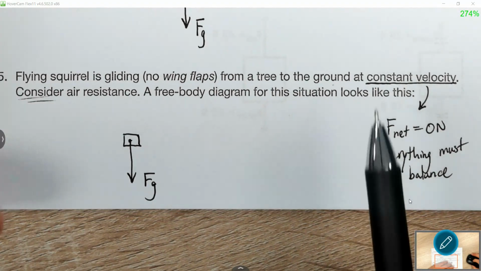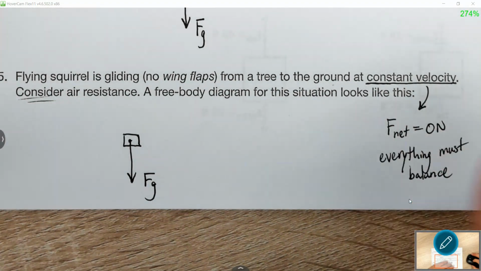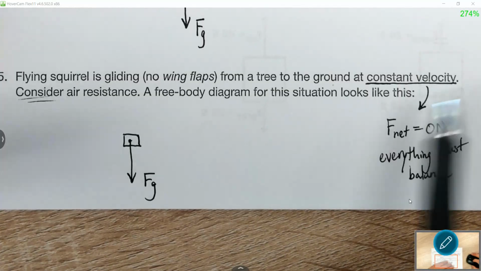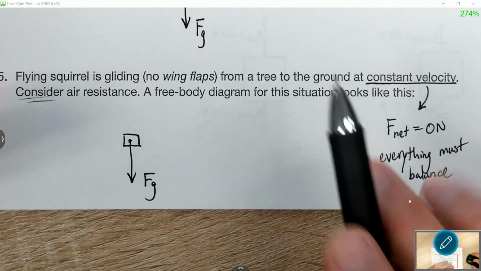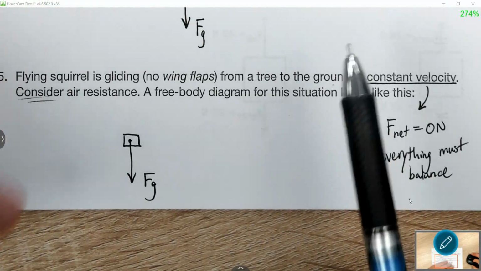All right. You'd be like, okay, I got that. I know I'm supposed to always draw FG. Super easy. Now, constant velocity. You need to remember that. All right? That means the net force is 0. So, what do I have to draw in?